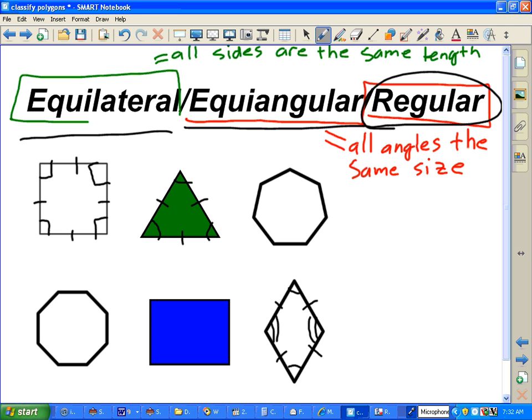So it is not regular. This rectangle is not. Let me use red here. Because all the angles are the same, but the sides are not. So that is not regular. For it to be regular, all the sides and all the angles have to be the same.